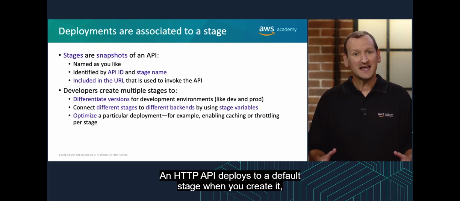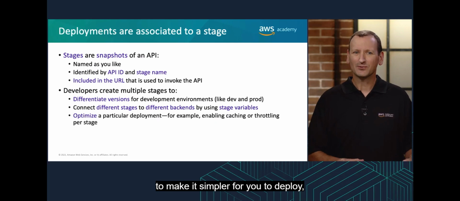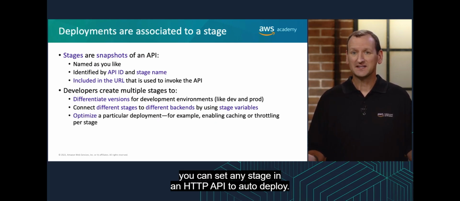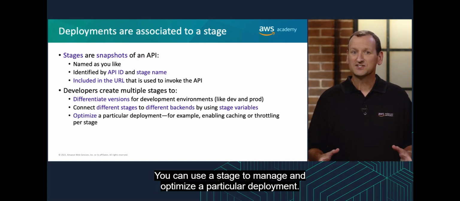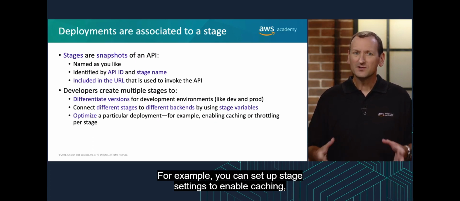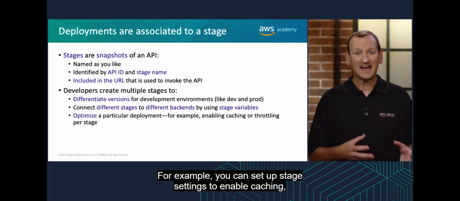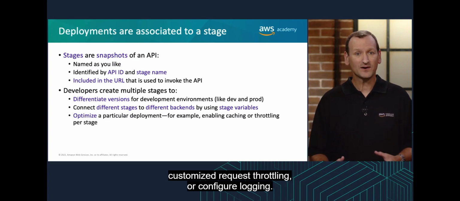An HTTP API deploys to a default stage when you create it, to make it simpler for you to deploy. You can set any stage in an HTTP API to auto-deploy. You can use a stage to manage and optimize a particular deployment. For example, you can set up stage settings to enable caching, customize request throttling, or configure logging.